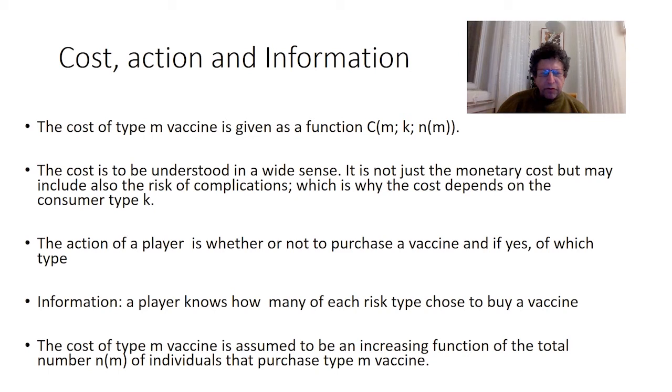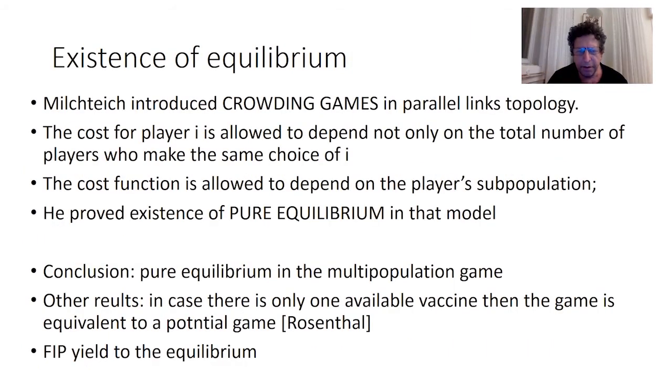The action of a player is whether or not to purchase a vaccine, and if yes, of what type. The information that is available to a player is how many of each risk type choose to buy a vaccine. The cost of type M vaccine is assumed to be an increasing function of the total number N_M of individuals that purchase type M vaccine. Now that we have presented the model, we shall focus on the main results.